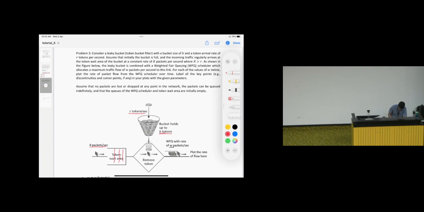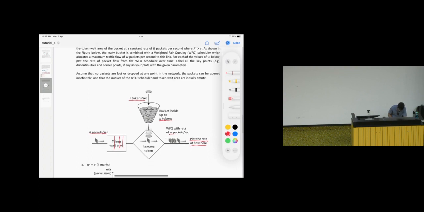The leaky bucket is combined with the WFQ scheduler, which allocates a maximum traffic flow of omega W packets per second. For each of the values of W below, plot the rate of packet flow from the weighted fair queuing scheduler over time. So we have to plot the rate of flow here at the output. Label all the key points. Assume no packets are lost or dropped at any point in the network.